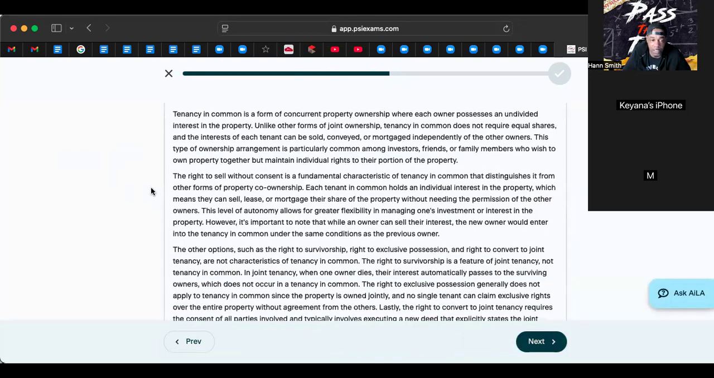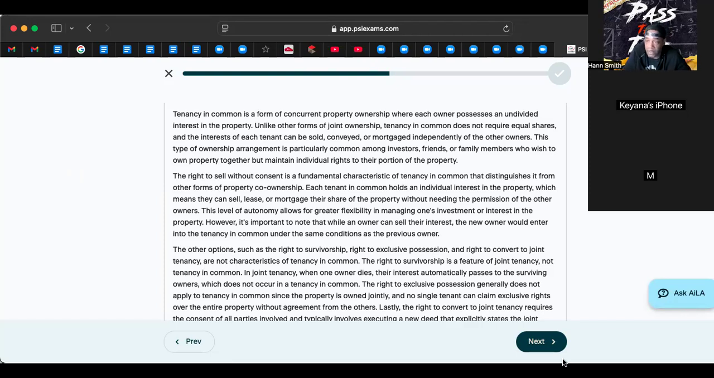All right. So it says right to sell without consent is a fundamental characteristic of tenancy in common that distinguishes it from the other forms of property co-ownership. Each tenant in a tenancy in common holds an individual interest in the property, which means they can sell, lease, or mortgage their share of the property without needing permission of the other owners. This level of autonomy allows greater flexibility in managing one's investment or interest in the property. However, it is important to note that while an owner can sell their interest, the new owner will enter into the tenancy in common under the same conditions as the previous owner.